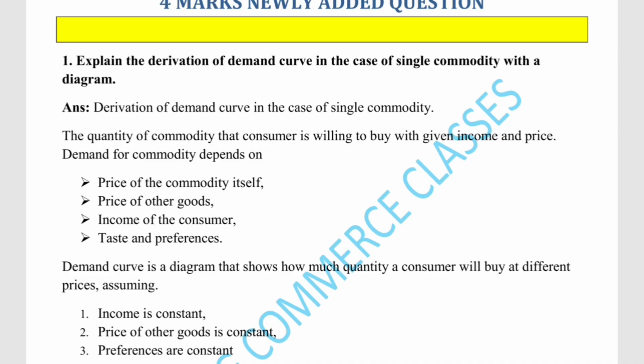Here are some of the determinants of demand. Demand depends on, or the determinants or factors of demand are: price of the commodity itself, second, price of other goods, income of the consumer, and tastes and preferences. These are all the determinants of demand. If one of these changes, definitely the demand is going to change.